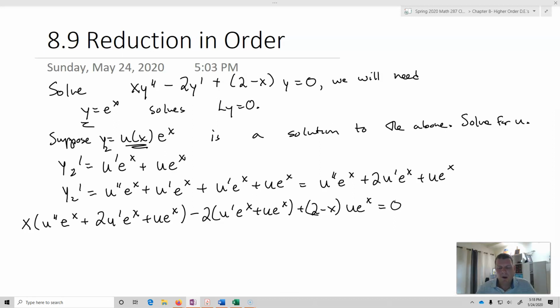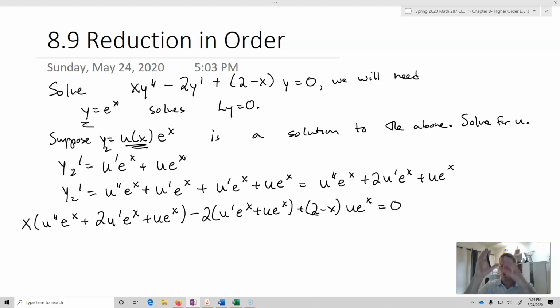Now, what we're going to want to do is get rid of some of these pieces. In particular, we want all of our terms in terms of u double prime and u prime. So somehow we're going to have to get rid of all the u's, all right? But it turns out having one of those solutions is going to allow us to do this, okay?